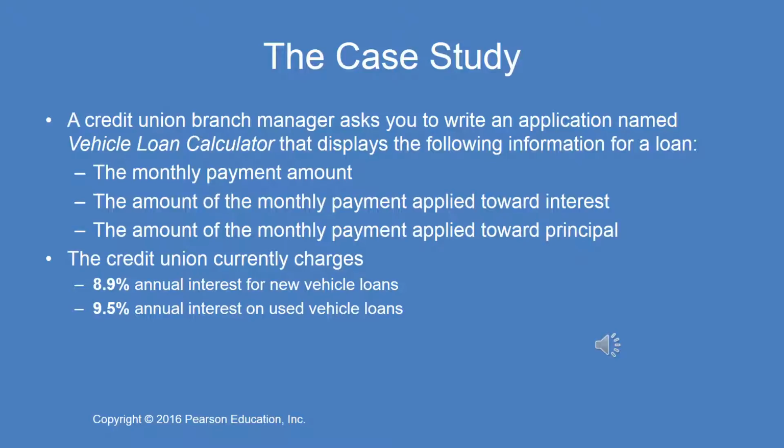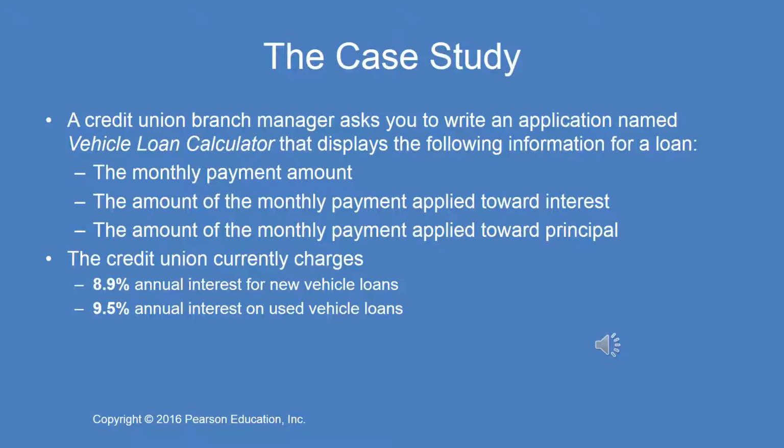Here we have a summary of the case study for tutorial 5-12, the loan calculator. Credit union branch manager asks you to write an application named Vehicle Loan Calculator that will display the following information for a loan: the monthly payment amount, the amount of the monthly payment applied towards interest, and the amount of the monthly payment applied towards principal. So those two added together, the second and third, will equal the first. The monthly payment is broken down into interest and principal.